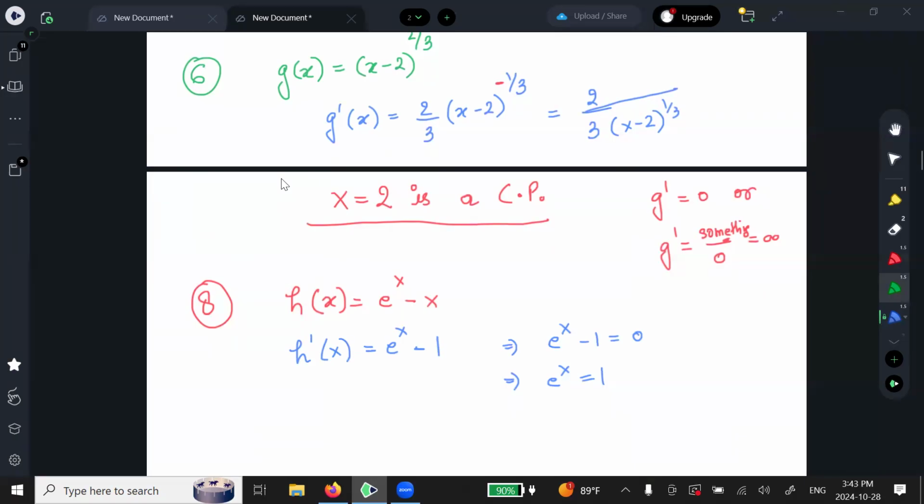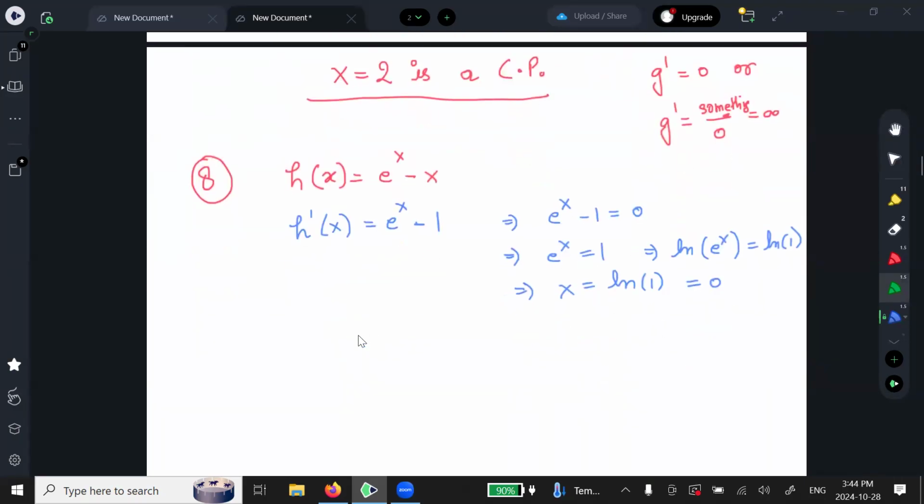How do I find the value of x? Natural log. So natural log, and that would cancel, because natural log and e cancel each other. x equals ln 1. Now plug ln 1 in your calculator. What do you get? What are you getting for ln 1? 0. So there you go.